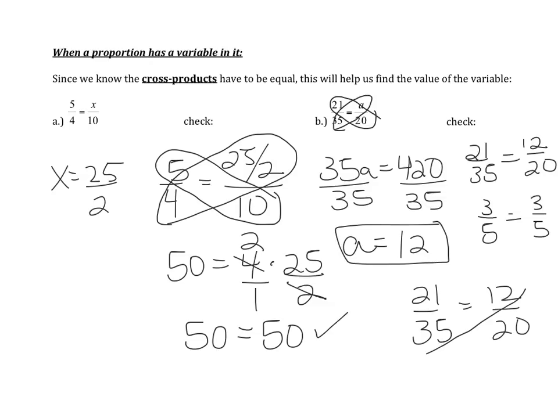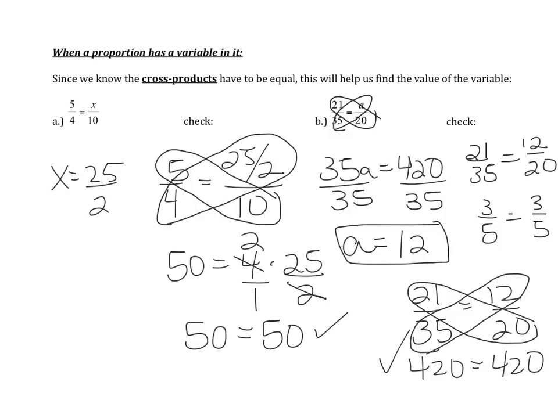You just multiply 12 times 35 and 21 times 20. And if you do that, you should get 420 is equal to 420. So since the cross products are equal, you did the problem correctly. Now let's look at the next problem.